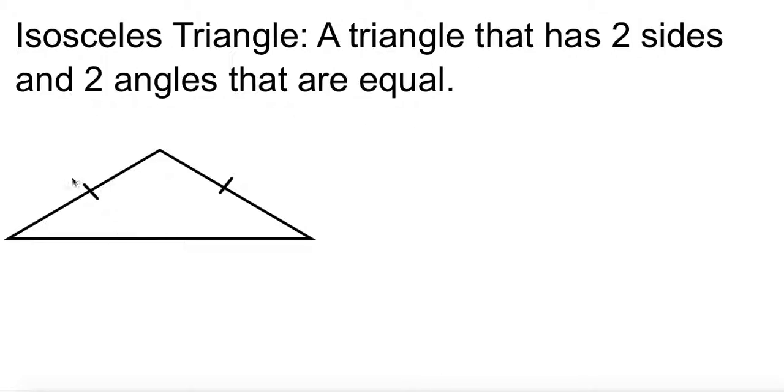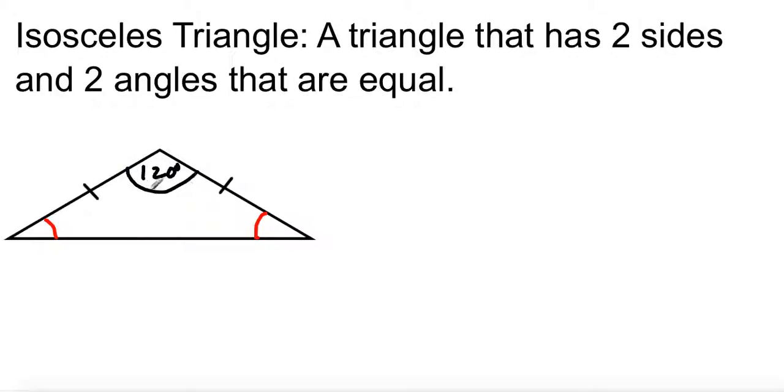So sometimes you'll see these two markings, and what this tells you is that this side and this side are equal. So if this is 5 feet, this is also 5 feet. And because these two sides are equal to one another, we also know that these two bottom angles are equal to one another. Now, for a moment, we're going to imagine that this angle right here is 120 degrees.